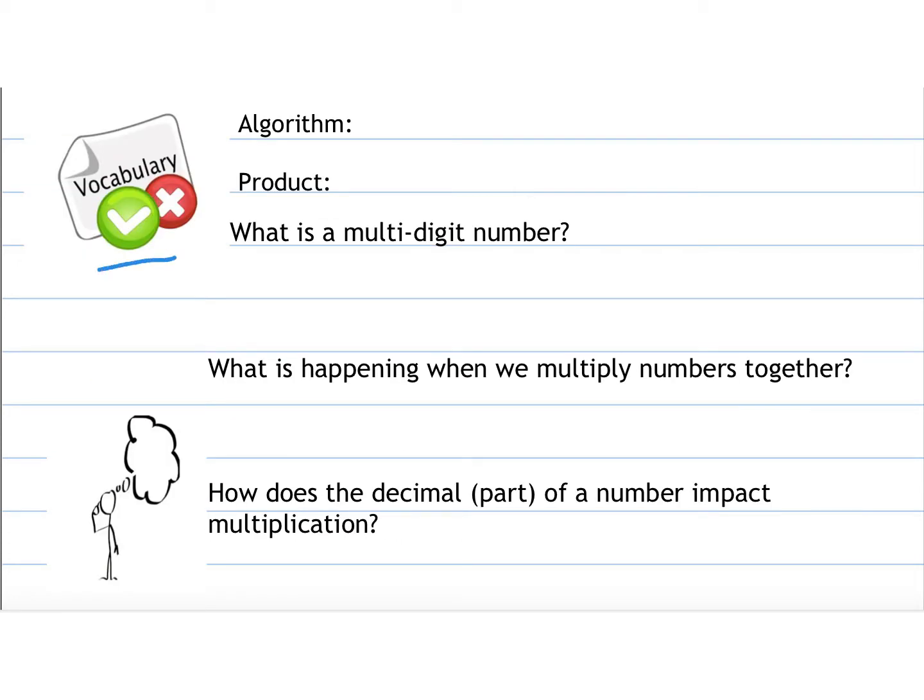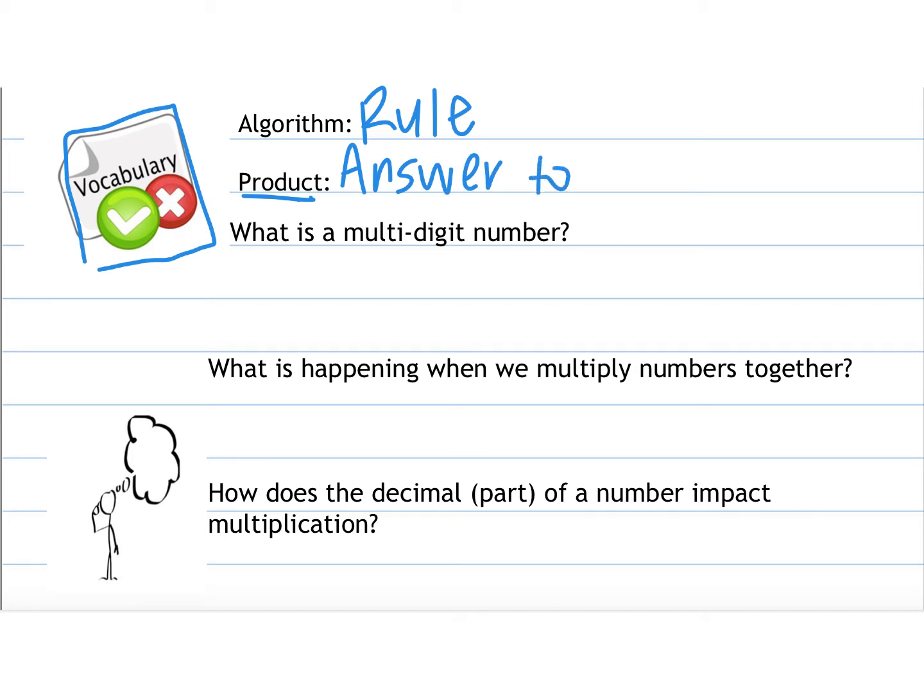Now remember, whenever we see this symbol, this is vocab words that you need to write down, so make sure you have these written down in your notes. The first one is the algorithm. This is the rule or the steps that we use when we are solving a problem. Product, this is the answer to a multiplication problem. Okay, so make sure those are both written down.